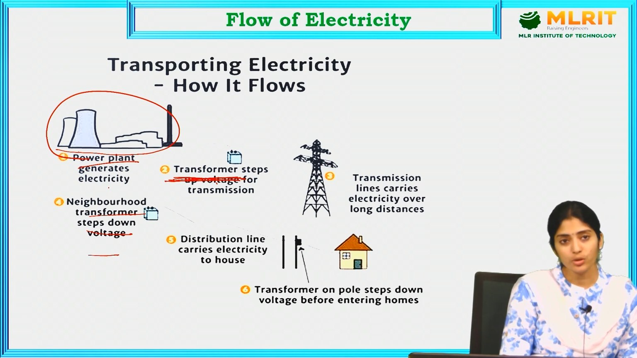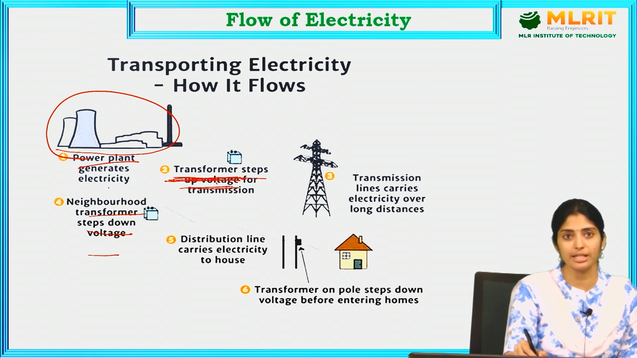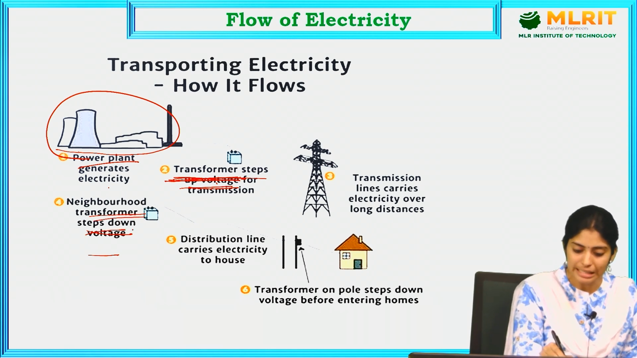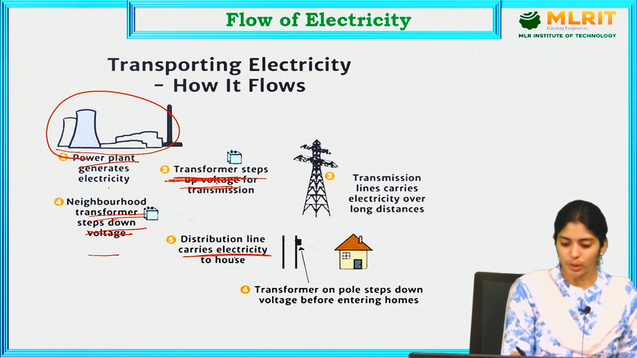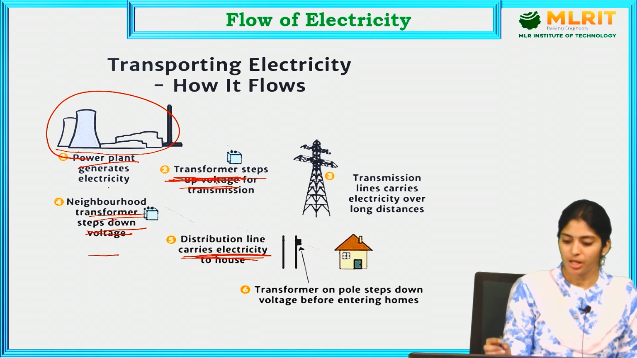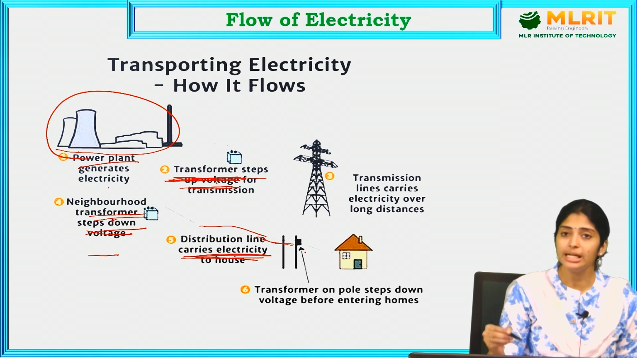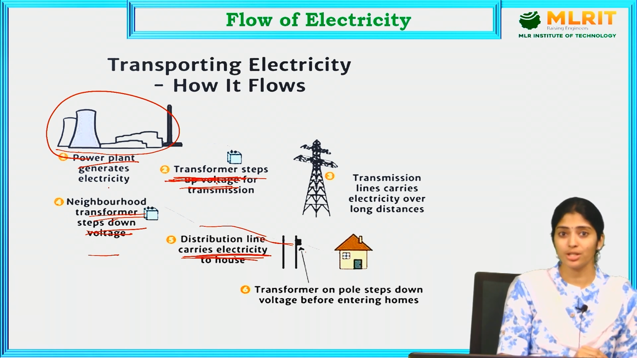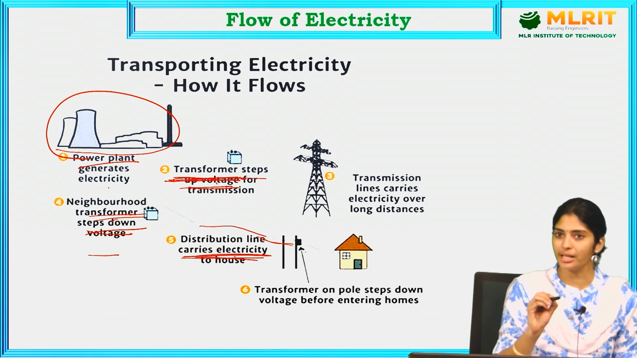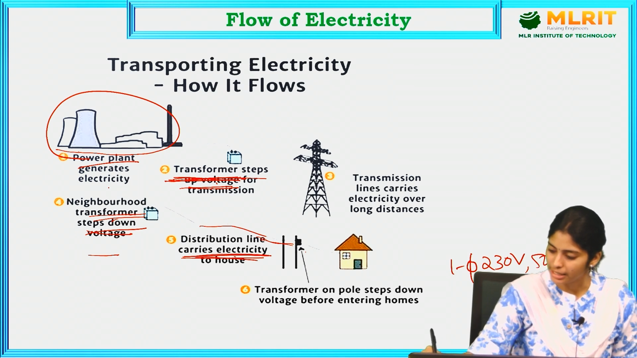This step down transformer will decrease the voltage. Here the first transformer steps up the voltage, meaning it increases the voltage, but the second transformer will decrease the voltage. This decreased voltage is sent to the distribution line. This distribution line will carry the electricity to our home. Here again we use a step down transformer, because the voltage which comes to our home is a single phase 230 volts 50 Hz AC supply.